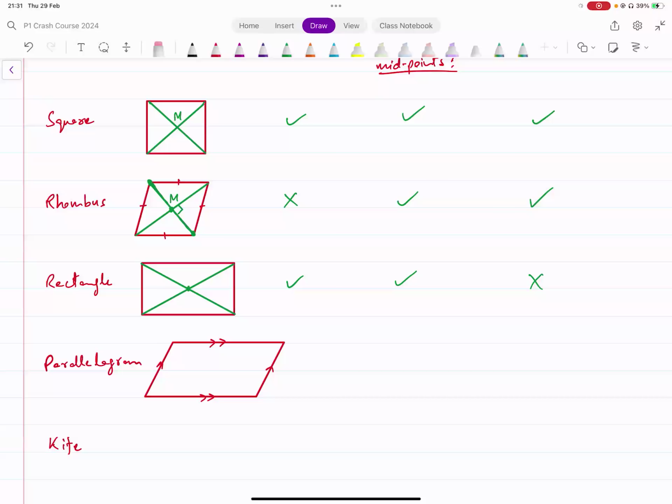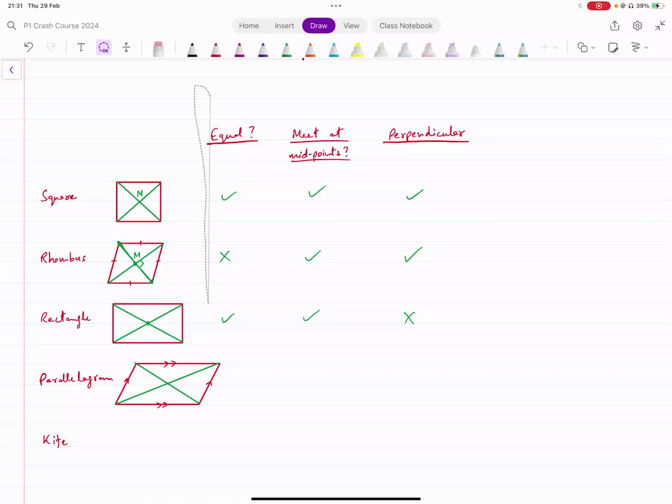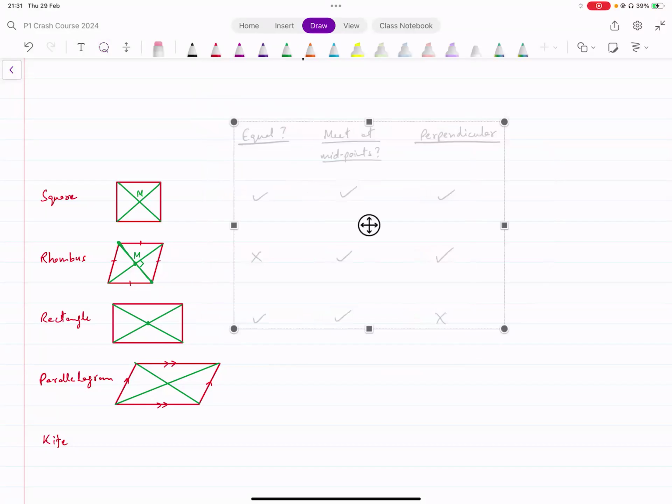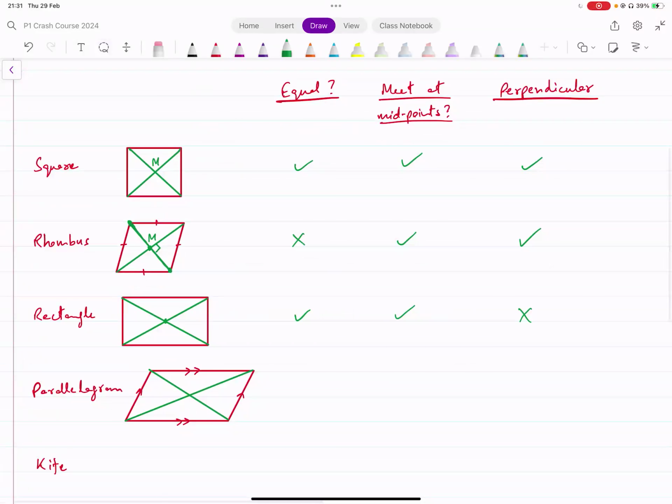What about the diagonals of a parallelogram? One is going to be here and the other is going to be here. Using the same reasoning that we did for a rhombus, these are not going to be equal. So the diagonals of a parallelogram are not equal. They do not make 90 degrees as well. They're not perpendicular. However, they do meet at the midpoints. Like in a rhombus, this point here is going to be the midpoint of the diagonals as well. So that's what happens in a parallelogram.